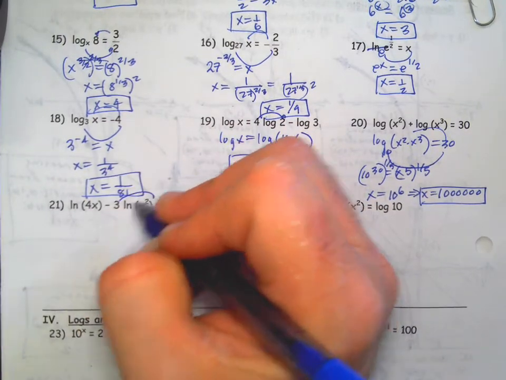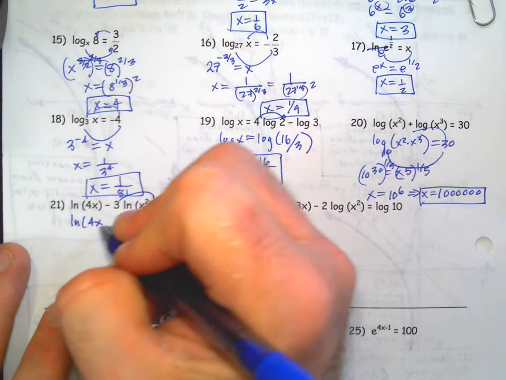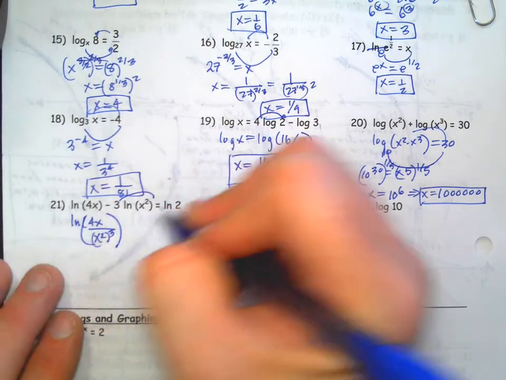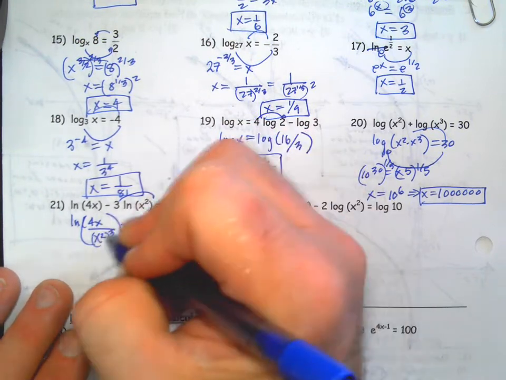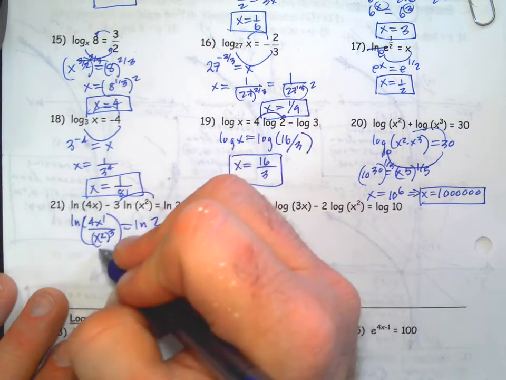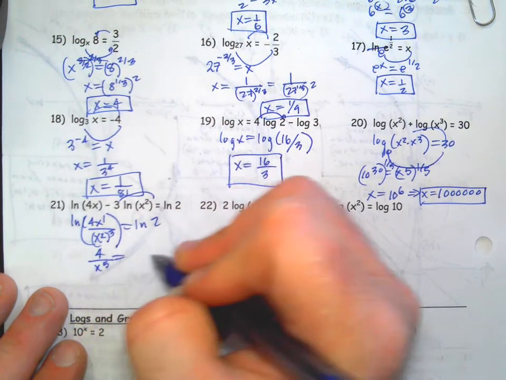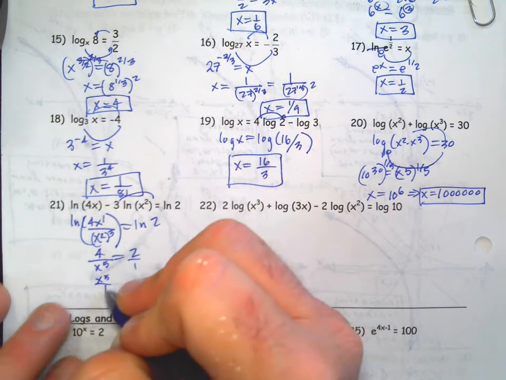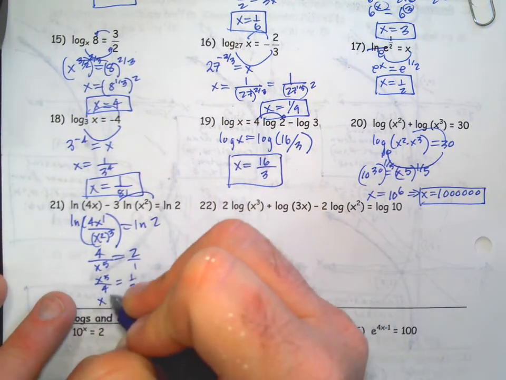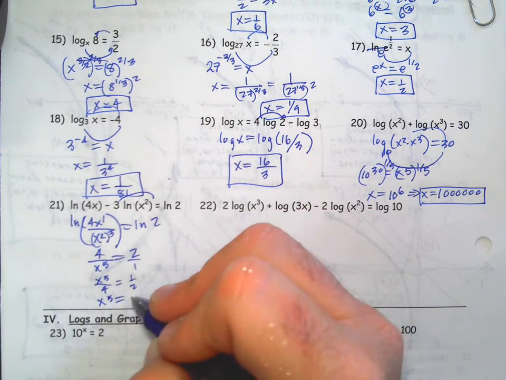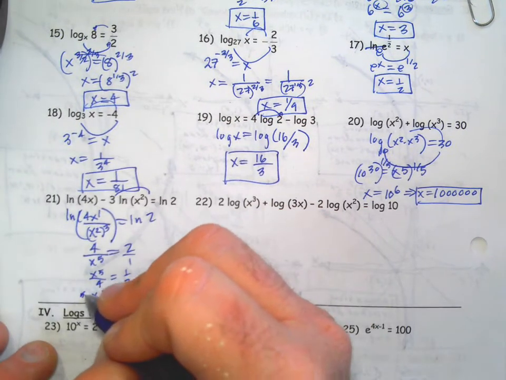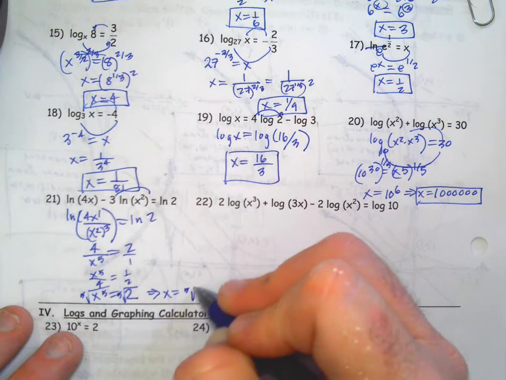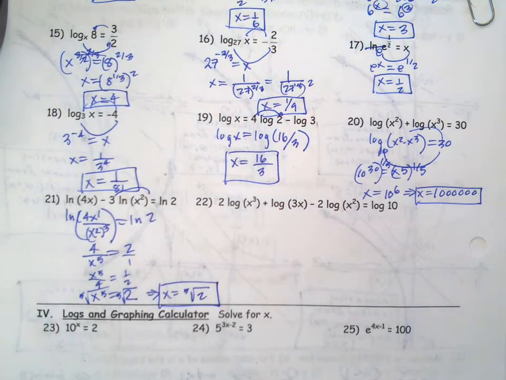Okay, you got to bring this in. So then we can divide x squared to the 3rd power. And then we can simplify this. X to the 6th. So it's 4 over x to the 5th equals 2. So x to the 5th over 4 equals 1/2. X to the 5th equals 2. So then we take the 5th root of both sides. No plus or minus, it's the odd root. So x equals the 5th root of 2, or 2 to the 1/5.